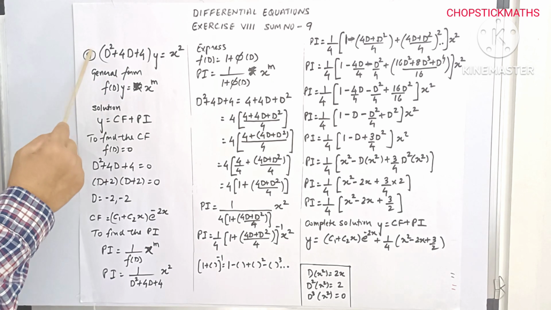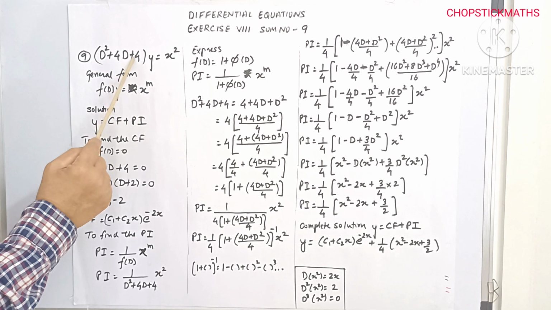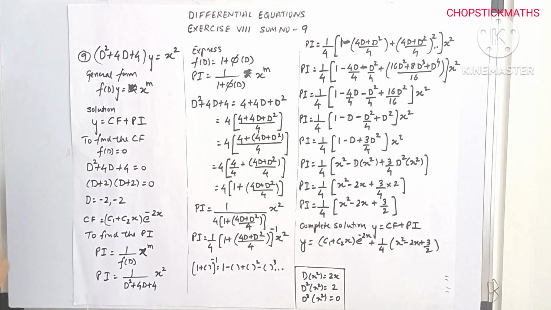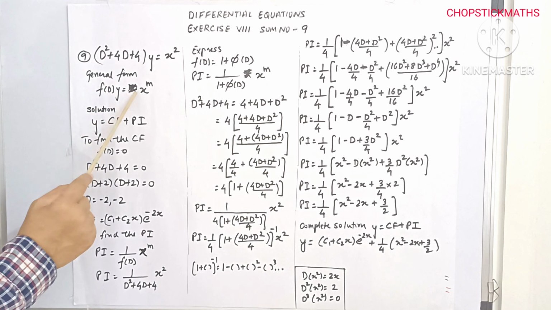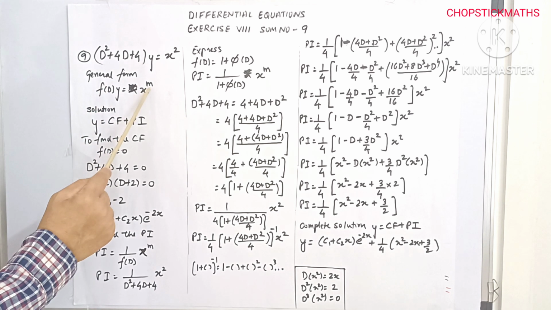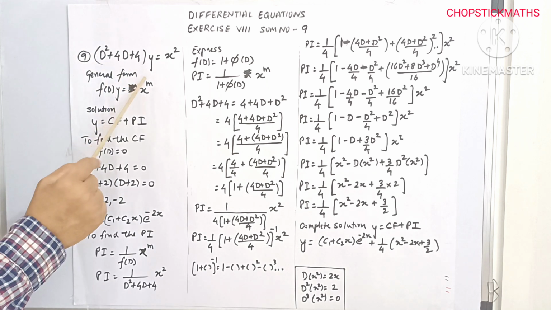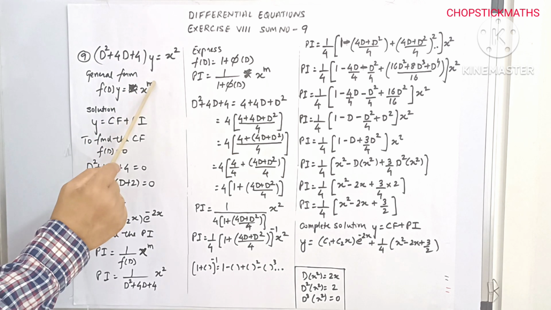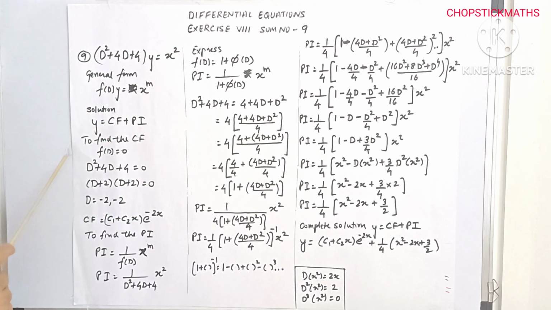We have to find the solution of this given differential equation (D² + 4D + 4) y = x². Now the general form of such a differential equation is f(D) y = x^m, where f(D) is D² + 4D + 4 and x^m, where m is any positive integer, therefore x^m is x².